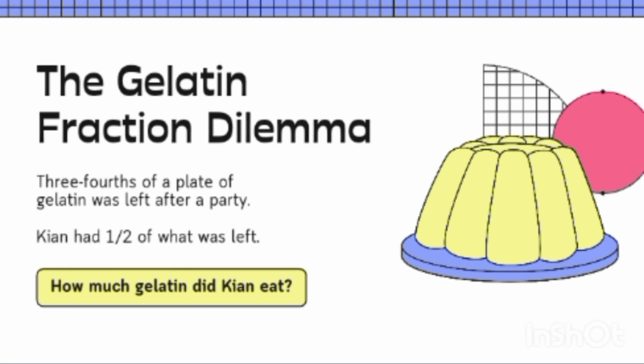So today's question that we are going to solve is: there is three-fourths of a plate of gelatin that was left after a party. Kian had half of what was left, like 1/2 of what was left. How much gelatin did Kian eat?